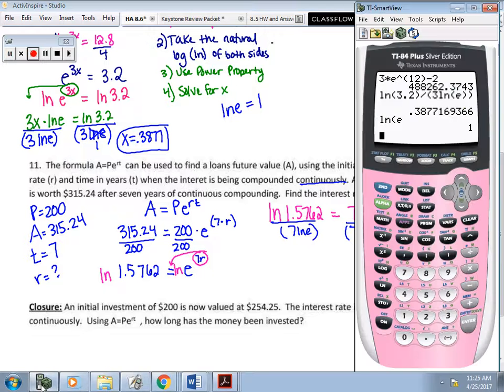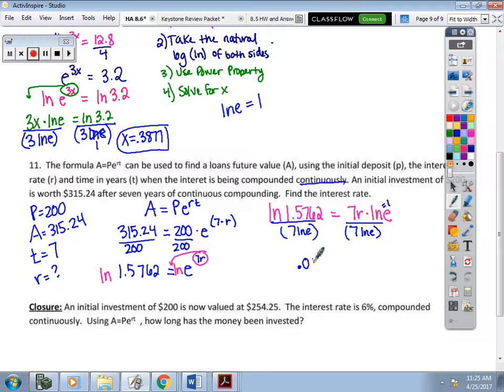So we'll put that in. Natural log of 1.5762 divided by 7, or 7 ln e. So we get 0.06500. Now you do have to change this back to a rate. This is a decimal at this moment. So we have to change to a percent by moving the decimal 2 spaces over, or multiplying by 100. So this is a 6.5% interest rate.